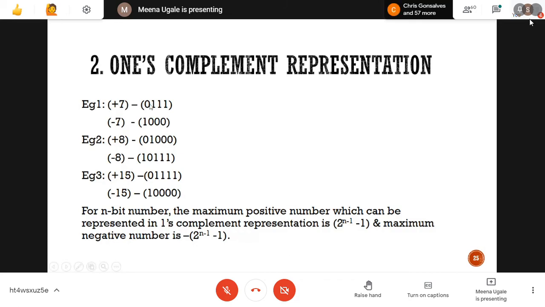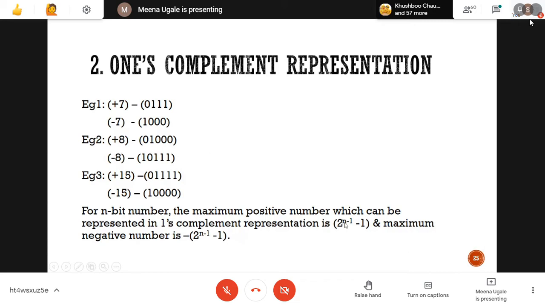If I am going for this 4-bit representation, n is equal to 4. So just replace this n with the value 4. The number you will be getting will be 7. So the range you will be getting here for 4-bit representation will be +7 and -7. So if I have 4-bit representation for any binary number in ones complement format, the maximum positive and negative number I can represent will be +7 and -7.